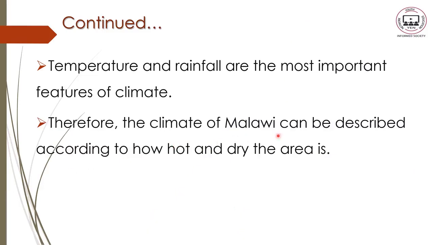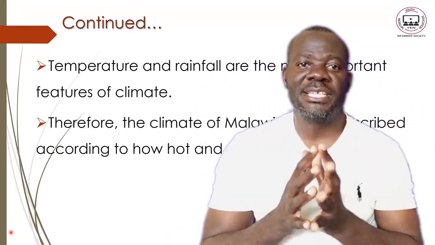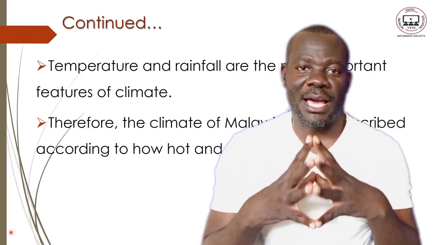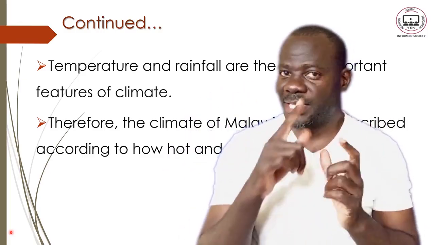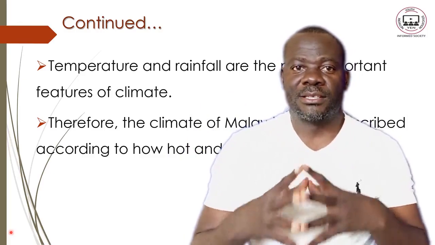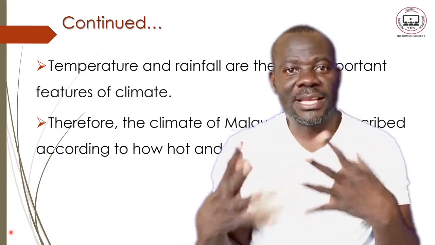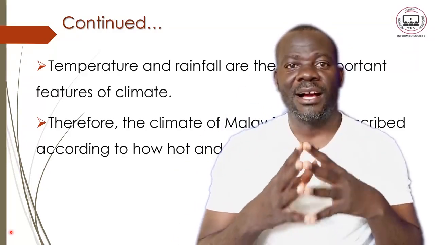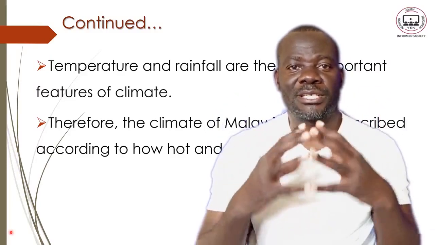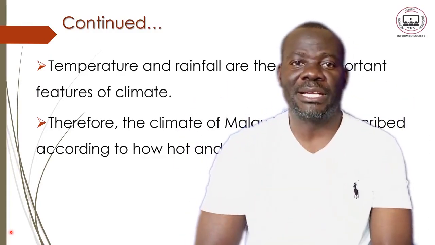Therefore, the climate of Malawi can be described according to how hot or dry the area is. Just as I said earlier, there are some areas like the Lower Shire where we just know that this place is hot. There are some areas like Zuzu and Nyika National Park, they are just known as cold areas. So that's why we are saying that the climate can be described by how cold or how hot an area is. That's how we describe the climate of Malawi.